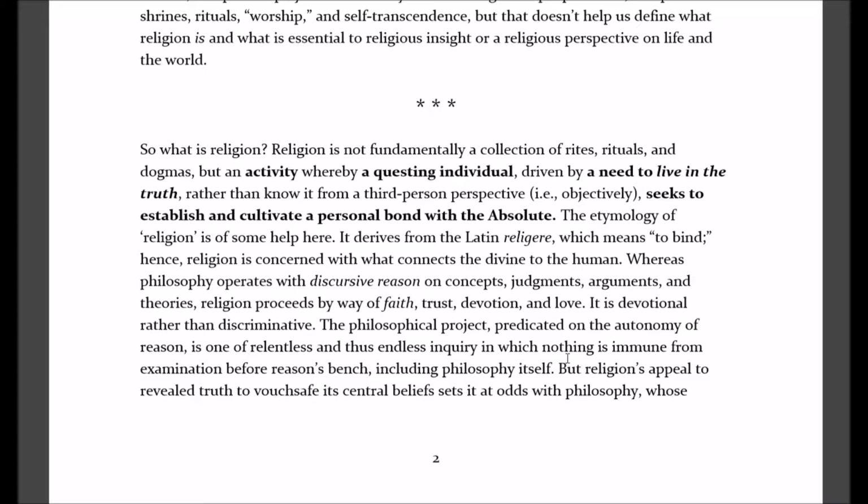So both philosophy and religion rely on reason to some extent. Philosophy operates with reason alone. For religion, reason is often an assistant to the more important connection that is sought with the truth.